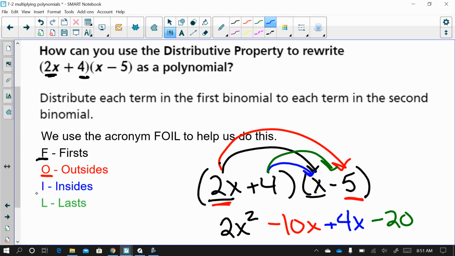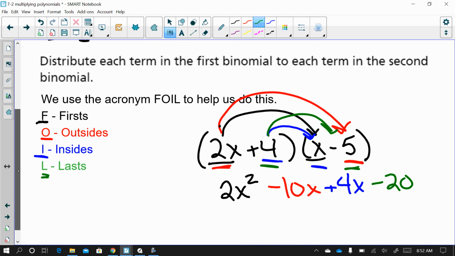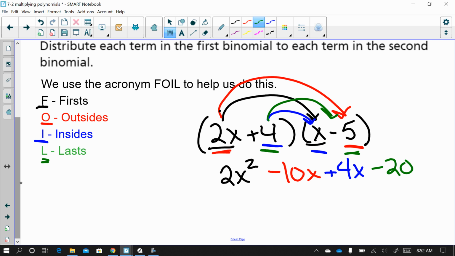Then I did my insides. Okay, I did 4 times the x, my blue arrow. And then L stands for last. The last term in each set of parentheses. Okay, so FOIL can help you remember that. F-O-I-L, or distribute twice. So then looking at this problem, we get 2x squared minus 10x plus 4x minus 20.